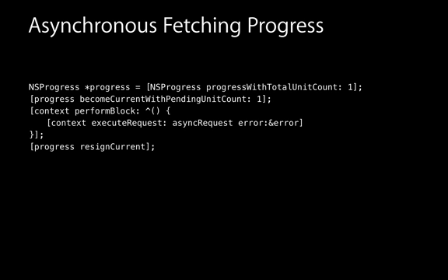Progress becomeCurrent with pendingUnitCount 1, and this is the same context performBlock we saw on the last slide. Progress resignCurrent, and you're done.